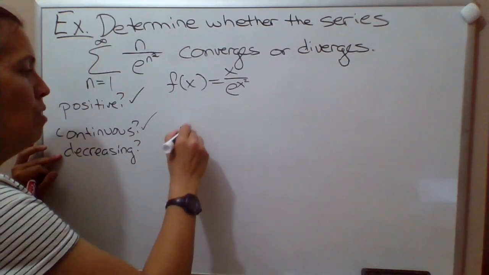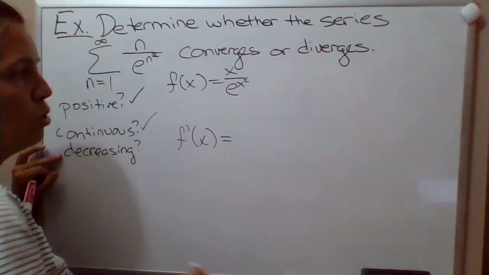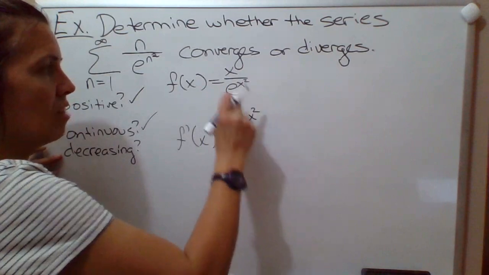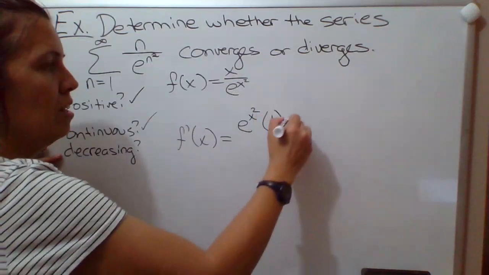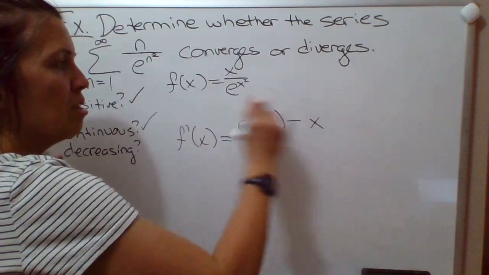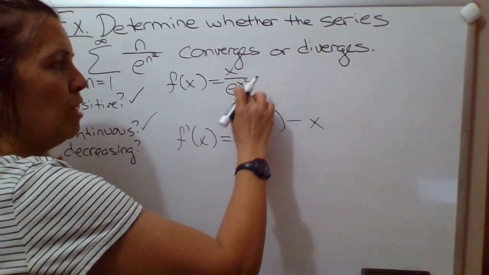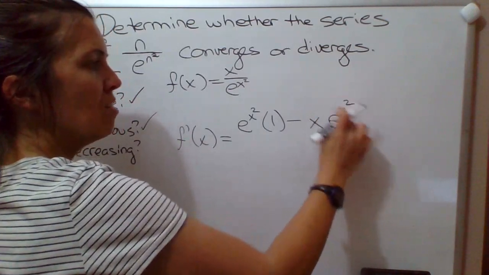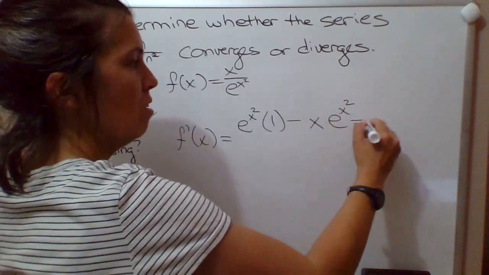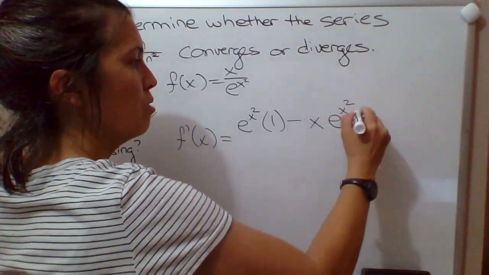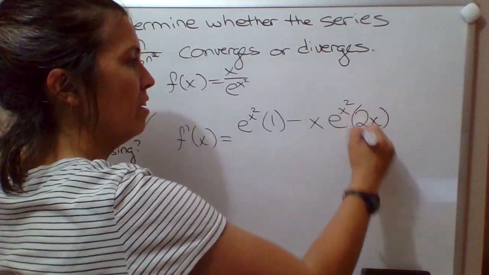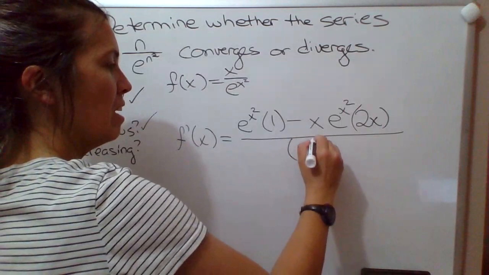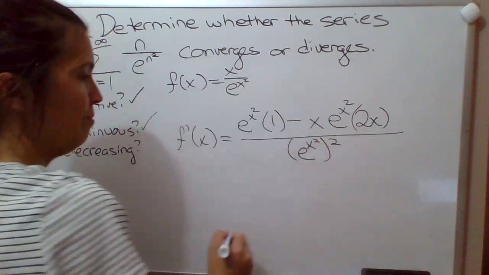So say we check the derivative. We'll have to use quotient rule here. So we take the bottom function, which is e to the x squared, times the derivative of the top, which is 1, minus the top function times the derivative of the bottom. So derivative of e to the x squared would be e to the x squared times the derivative of the inside. So times the derivative of the exponent there, which is 2x, with the chain rule there. All over the denominator, e to the x squared, squared.